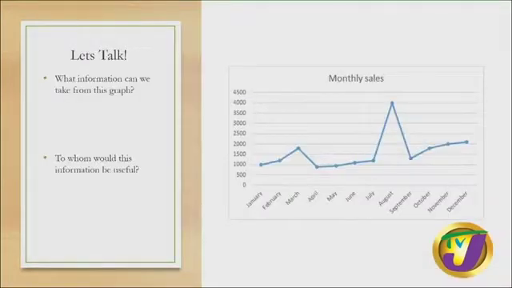Let's look at our graph here on the screen. What information can we take from this graph? All right, let's see if you got that. We can look at the sales for the year, the best sales for the month, the worst sales month, I should say. Because if you look on the axis, the x-axis is representing the months of the year, and your y-axis is showing you the number of sales you would have made for each of those months.